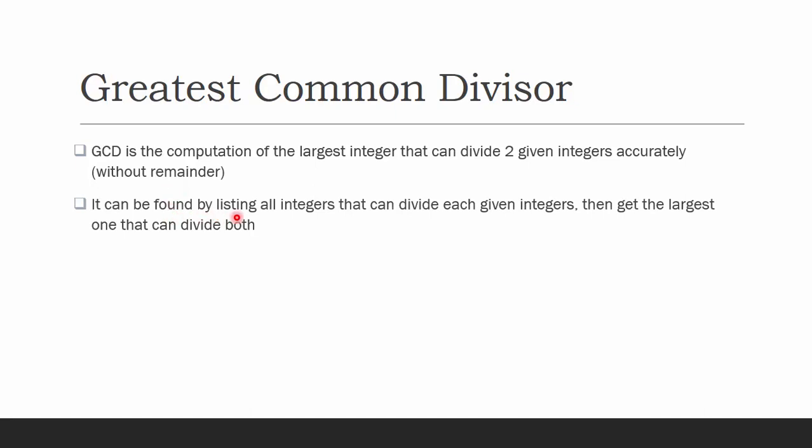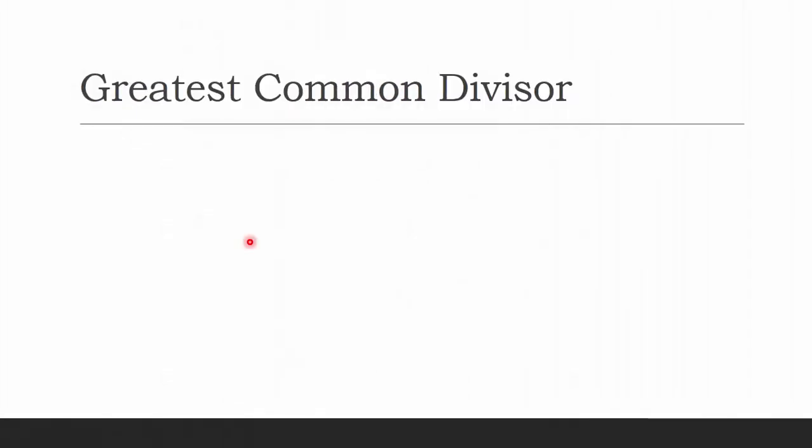This can be found by listing all integers that can divide the two given integers, then get the largest one that can divide both. Let us look at one example. The calculation of GCD for 60 and 42.